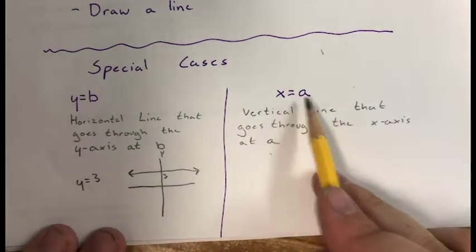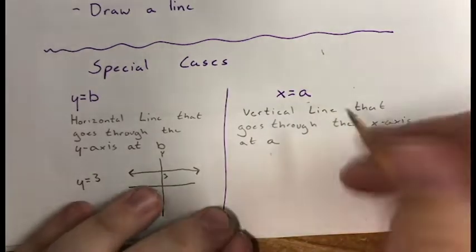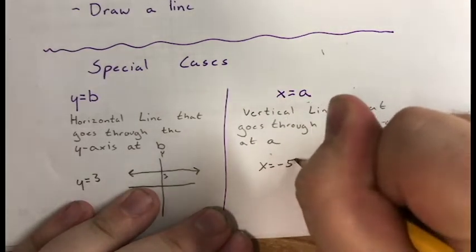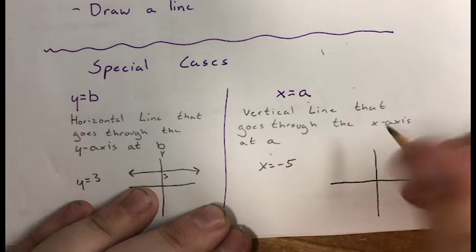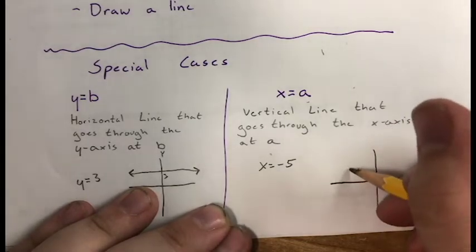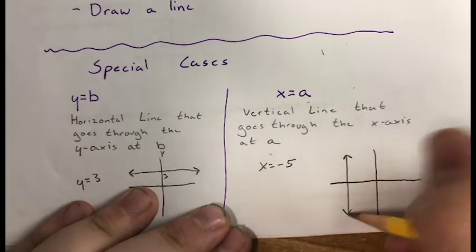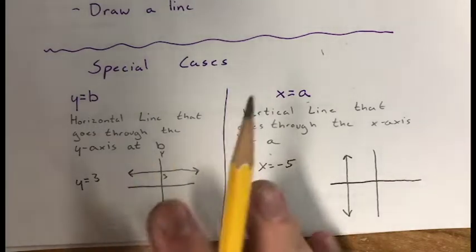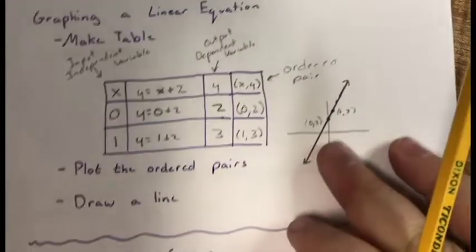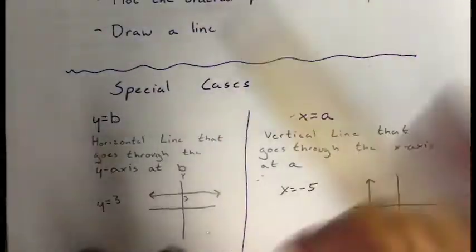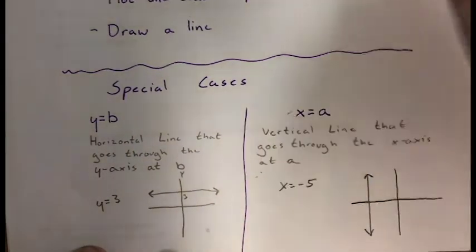Well, what about this one? X is equal to a. Well, this gives me a vertical line that goes through the x-axis at a. So if I give you x is equal to -5, and I try to graph it, so here's my y-axis, here's my x-axis, -5 would be somewhere around here, and I would draw a vertical line going through -5, like so, and I'm done. So these are special cases. One, when you have a regular equation, you use a table, make up some numbers, plot them, and see what it does. If I have y equals a certain number, y equals b, it's a horizontal line, and if it's x is equal to a, it's a vertical line.